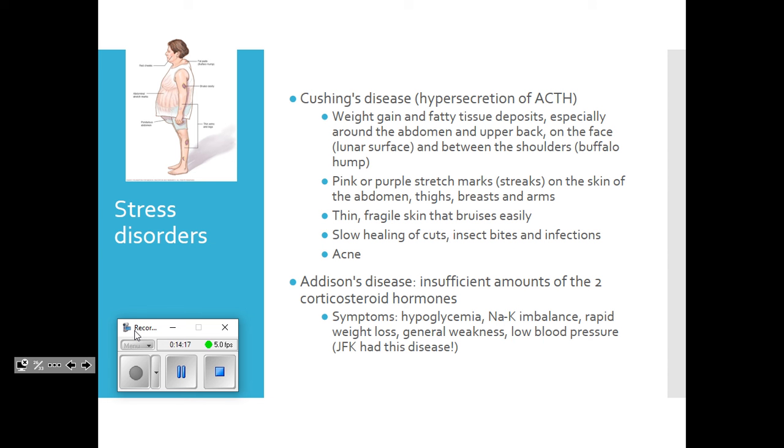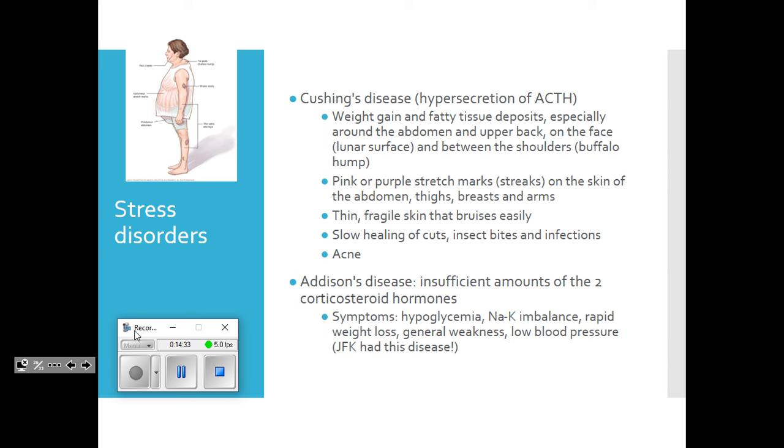Now, Cushing's disease tends to cause weight gain and fatty tissue deposits, especially around the abdomen and upper back, on the face, and between the shoulders, which is called a buffalo hump, which is not a super fun name for it, but these fatty deposits.